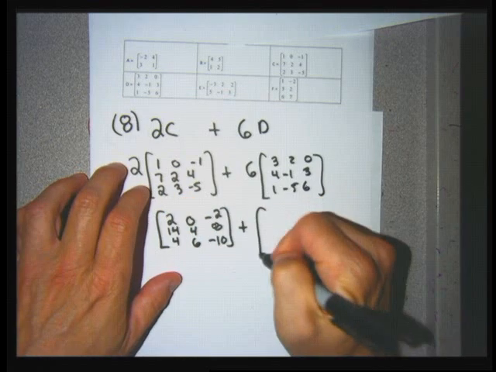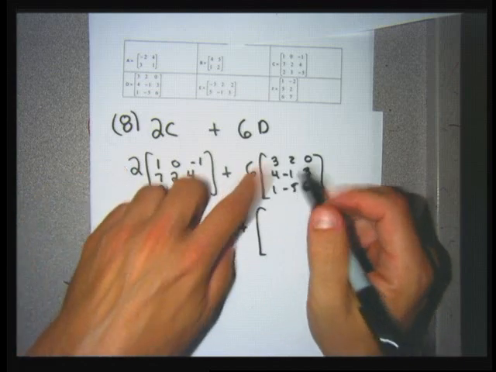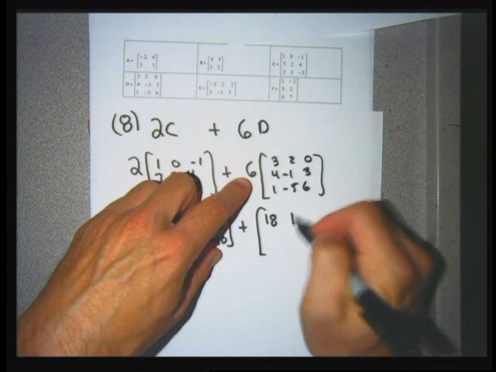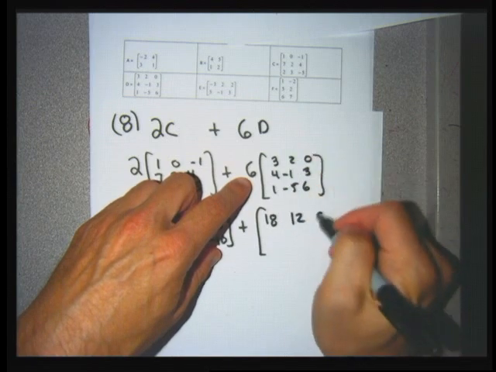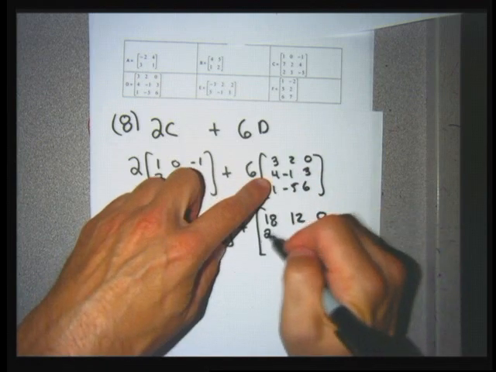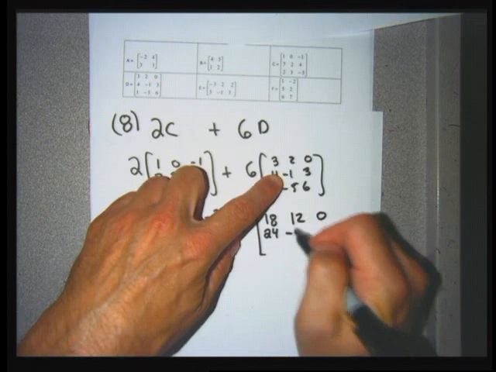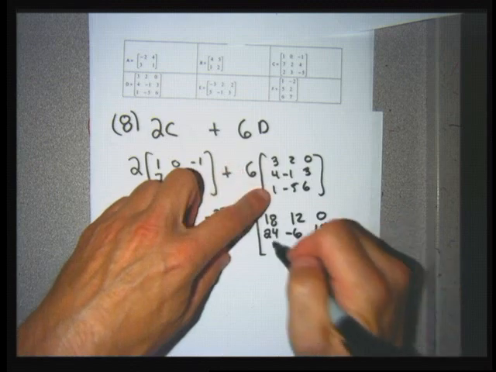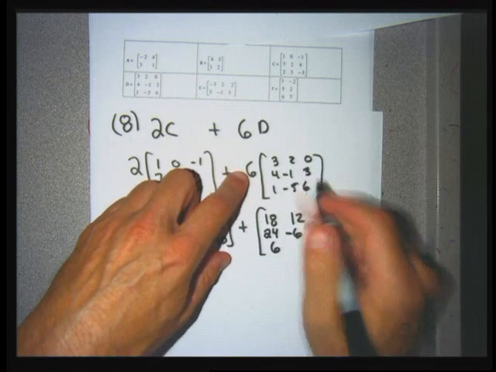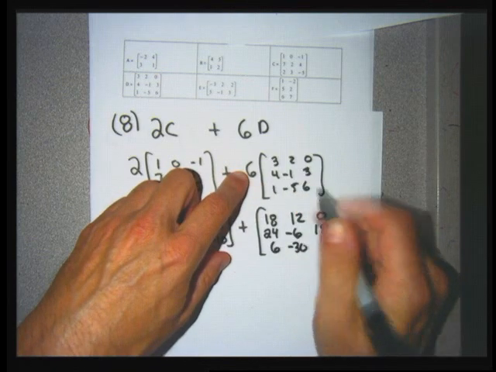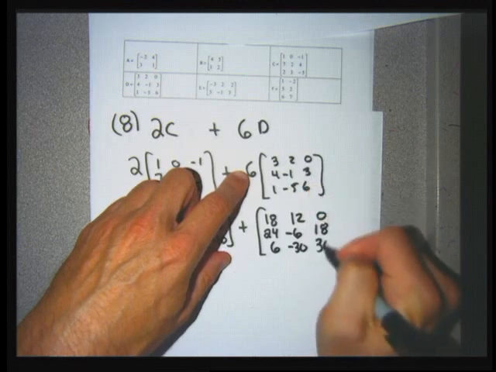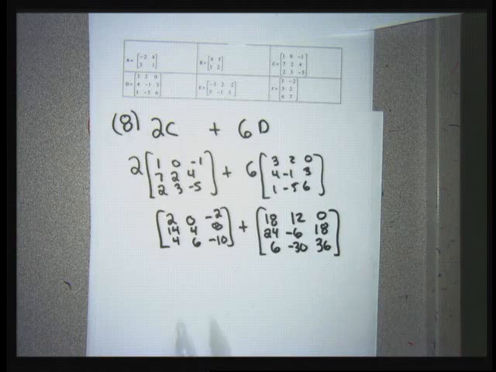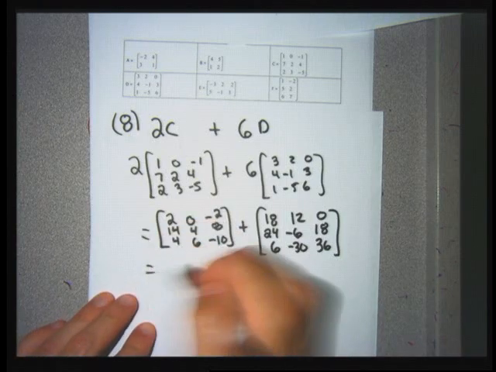Now I'm going to do the scalar multiplication of the D matrix by 6. 6 times 3 is 18, 6 times 2 is 12, 6 times 0 is 0, 6 times 4 is 24, 6 times -1 is -6, 6 times 3 is 18, 6 times 1 is 6, 6 times -5 is -30, 6 times 6 is 36. So that's the scalar multiplication. I have to do that before I do the addition. Now I'm going to do the addition.